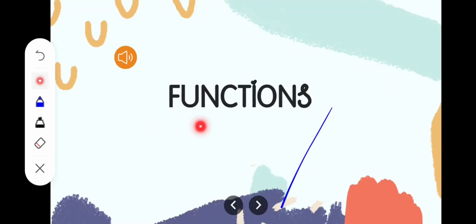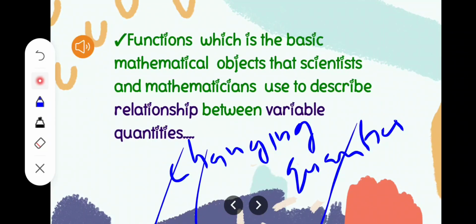In this video, we are going to discuss functions. A function is the basic mathematical object that scientists and mathematicians use to describe the relationship between variable quantities. Variable quantities means changing quantities. That is, a function is nothing but the relationship between variable quantities.